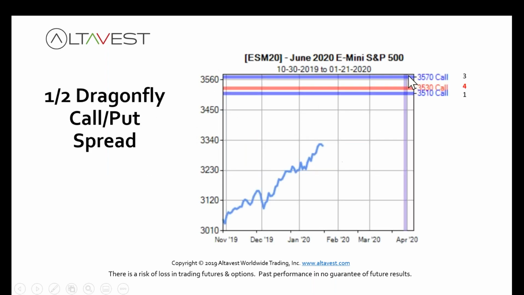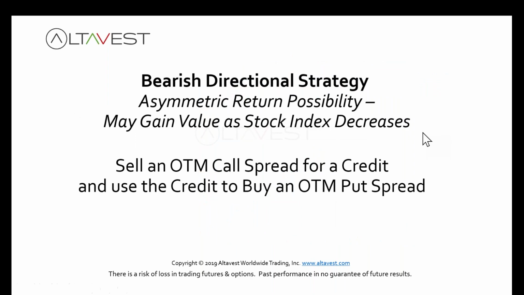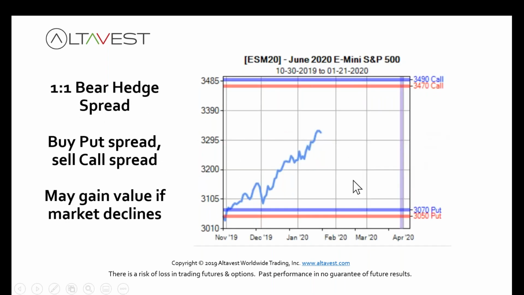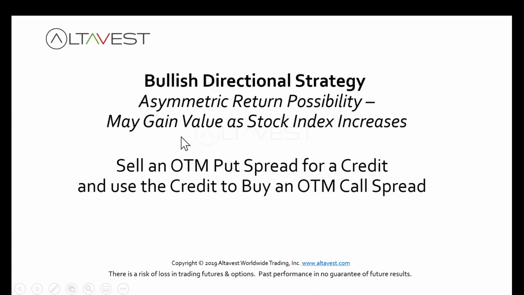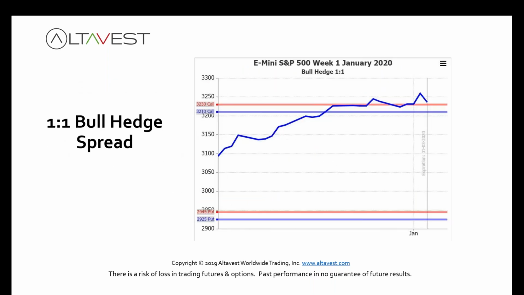You could do just half. You could just do the calls. Sell the call side of a dragonfly, collect the premium. And of course, you could do this with the puts as well. Here's something we call a bear hedge. If you're bearish, you sell an out of the money call spread, and then you buy an out of the money put spread with the money that you collected from selling the calls. And of course, you could do that with a bull hedge as well. Same kind of thing. But there's a lot of variations, and I'm going to show you this.